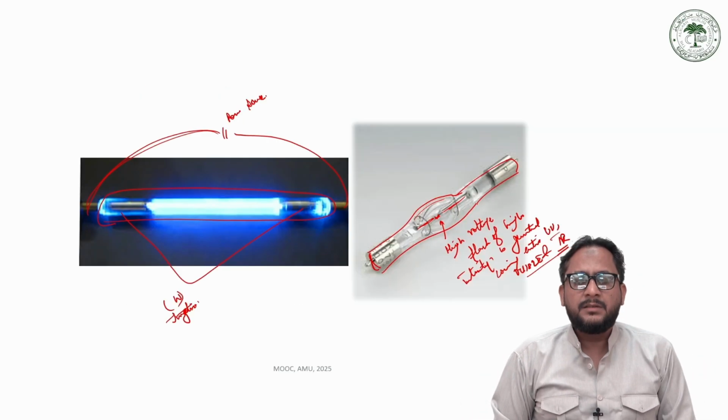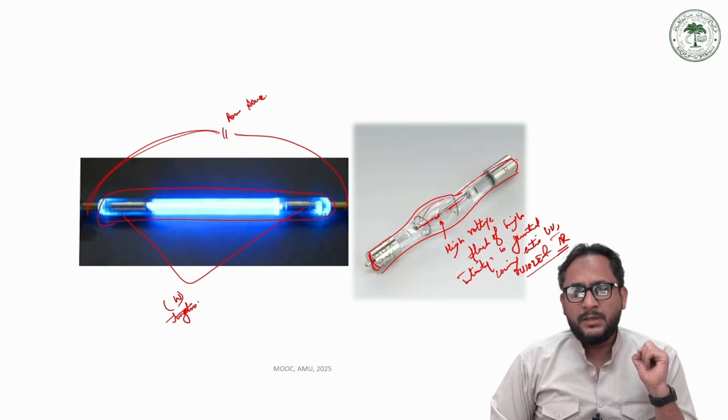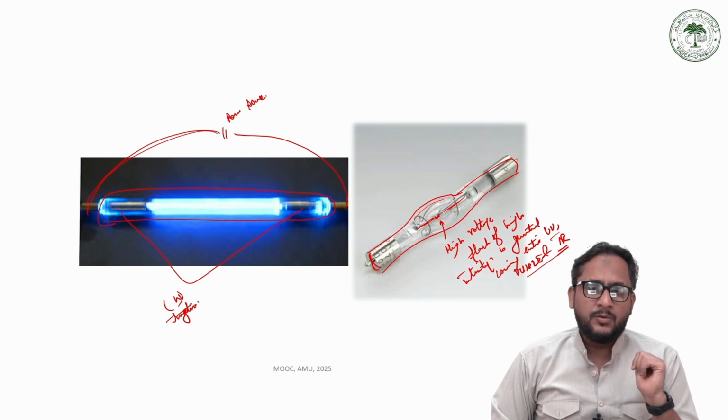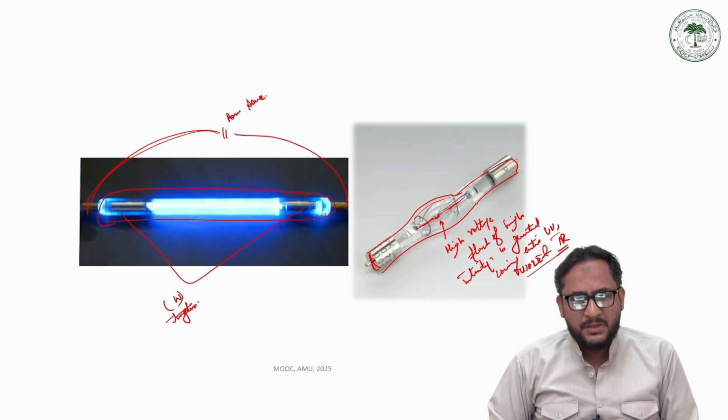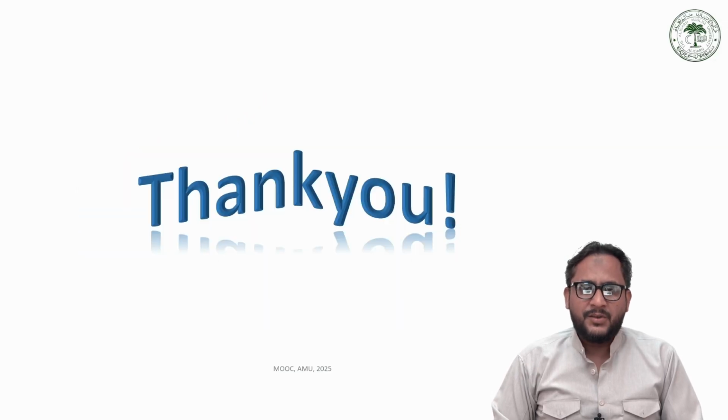So we'll keep our discussion till the light sources only, and in the next class we'll discuss the monochromators, and then we'll move on to the detectors that are being used in spectrophotometers, means the photomultiplier tubes and the solid state array detectors. Thank you very much.